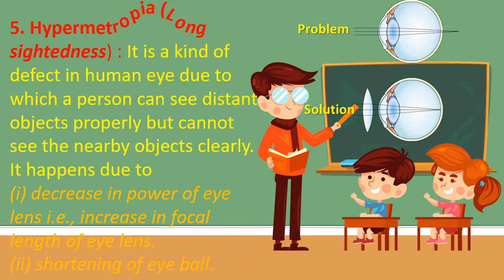5. Hypermetropia, long-sightedness. It is a kind of defect in the human eye due to which a person can see distant objects properly but cannot see the nearby objects clearly. It happens due to decrease in power of the eye lens, i.e., increase in focal length of the eye lens.